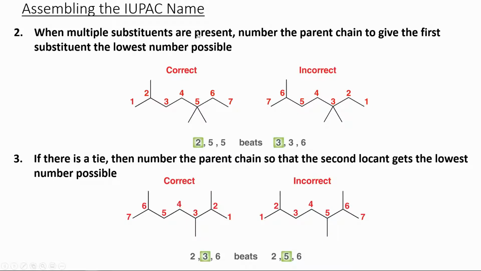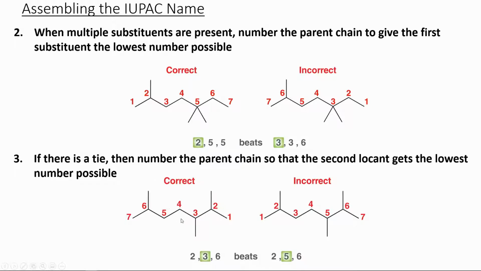When we have multiple substituents present, we want to number the parent chain in such a way that gives the first substituent the lowest number possible. So here we have the opportunity to put a methyl at 2 and 2 methyls at 5, or 2 methyls at 3 and a methyl at 6. So the correct way is going to have a substituent at 2, instead of a substituent at 3, because 2 is lower than 3.